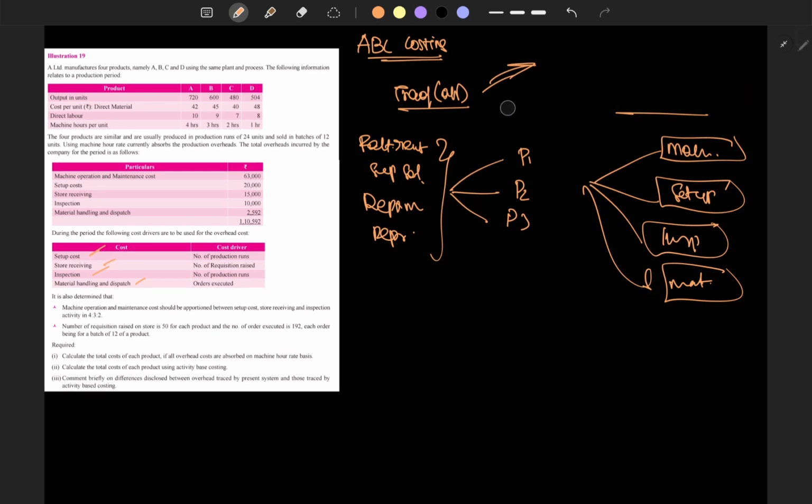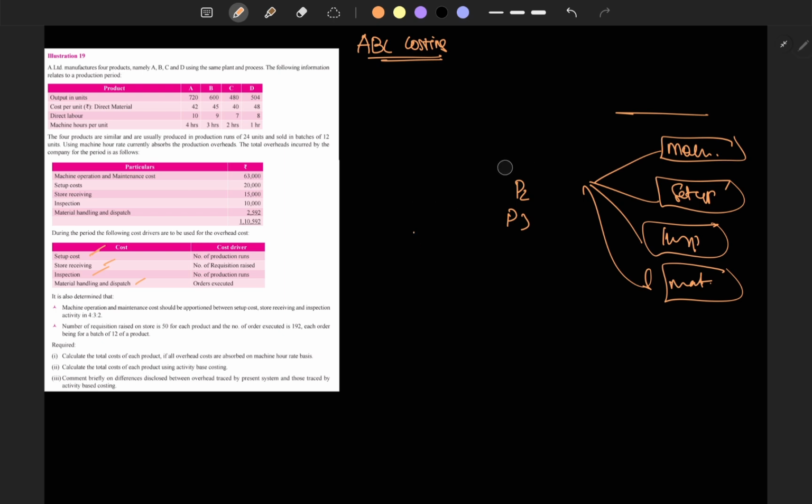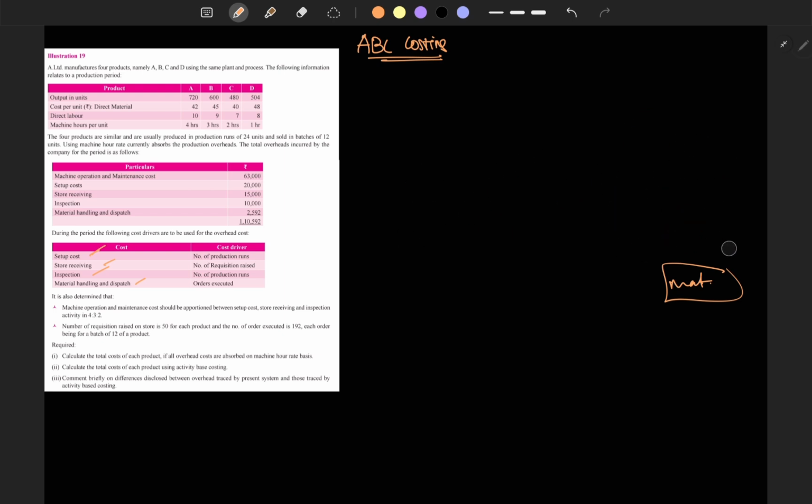ABC costing is more precise and more detailed. It takes information beyond the traditional level. That's why it takes place in our system. And let's start with this problem.